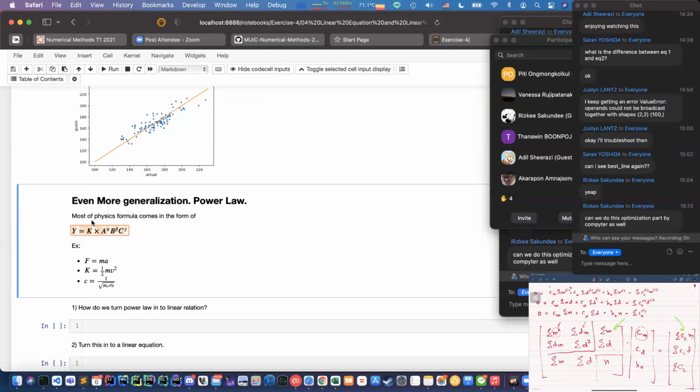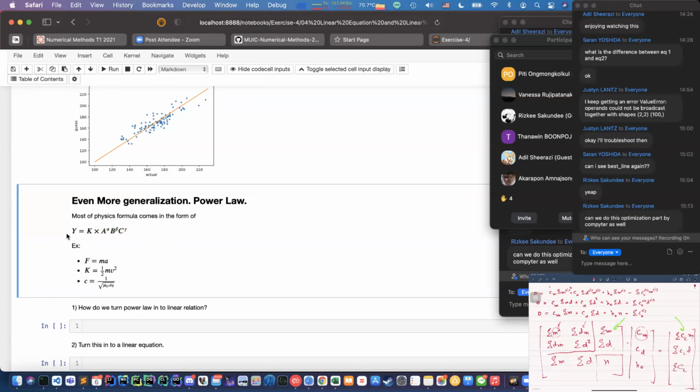But with this one, if you try to take the derivative, you're going to see everything combined, and you're going to feel so sad that you cannot solve for it. You're going to feel so sad if you try to take the derivative by alpha, beta, and gamma. So for example, F equals ma, K is 1/2 mv squared, or c is 1 over root mu epsilon, and so on. So the physics that you see is going to look like this. Or even water flowing in a pipe: the pressure delta P and the flow rate are linear to each other, but it depends on the length squared and radius to the fourth, and so on.